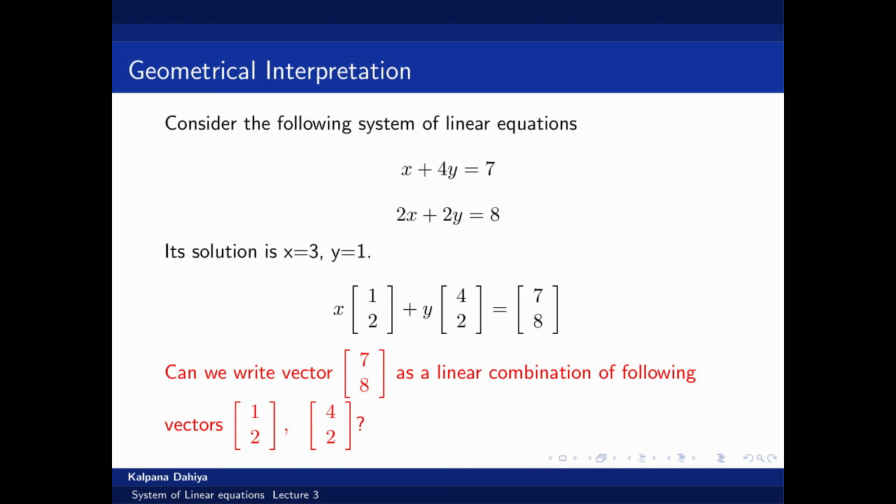So if this system has a solution, it means we want to find out this fact. Can we write vector 7, 8 as a linear combination of the following two vectors 1, 2 and 4, 2? If we can find any such combination, then we say that yes, the system has a unique solution. If it is not possible to find any such combination, then we say that the system has no solution. But we know that 3, 1 is a solution of this system. So we will see that we can write the 7, 8 vector in a unique way as a linear combination of these two vectors 1, 2 and 4, 2.